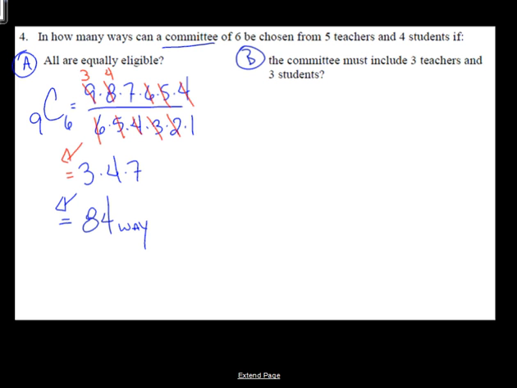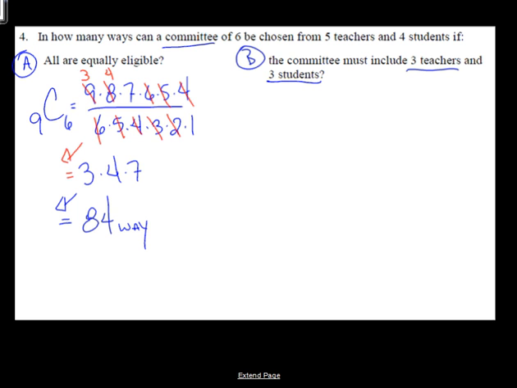We could have a committee with 4 students and 2 teachers, or we could have 5 teachers and 1 student. Everybody has an equal chance. Now our next one over here though says that my committee must contain 3 teachers and 3 students. This one has some restrictions.